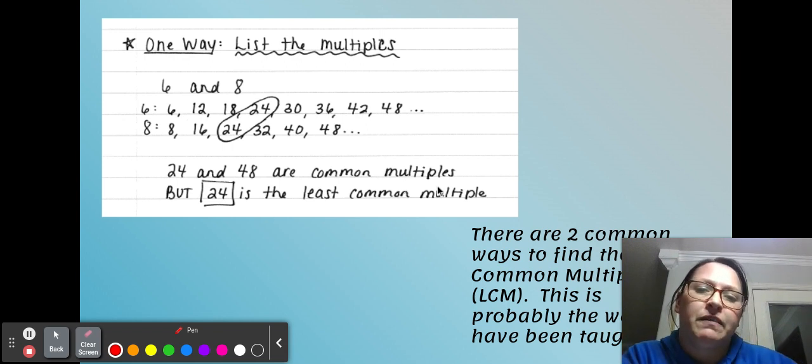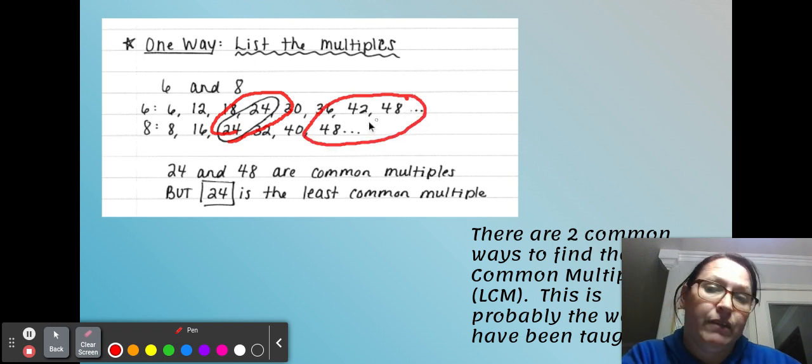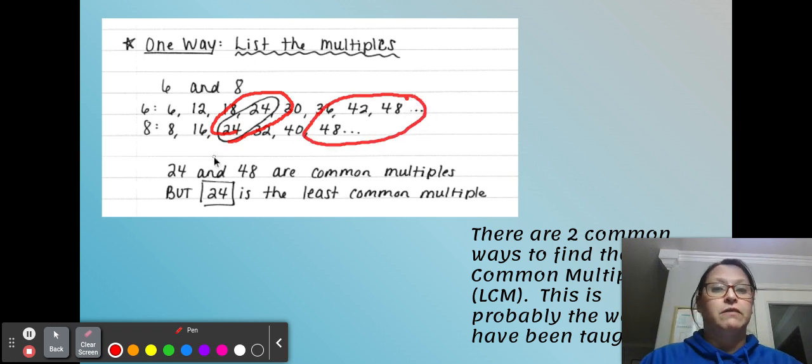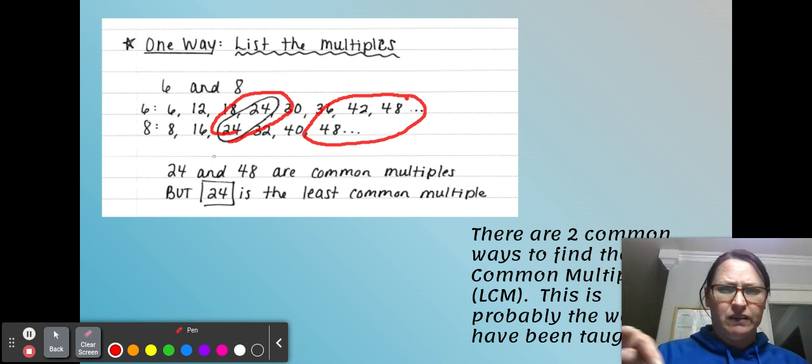When I'm looking at my list of multiples, I see two numbers that they both have. They both have a 24. They also both have a 48. Now I have to think, I'm looking for my least common multiple, and least means the smallest. So which is smaller, 24 or 48? Well, in this case, it is 24.